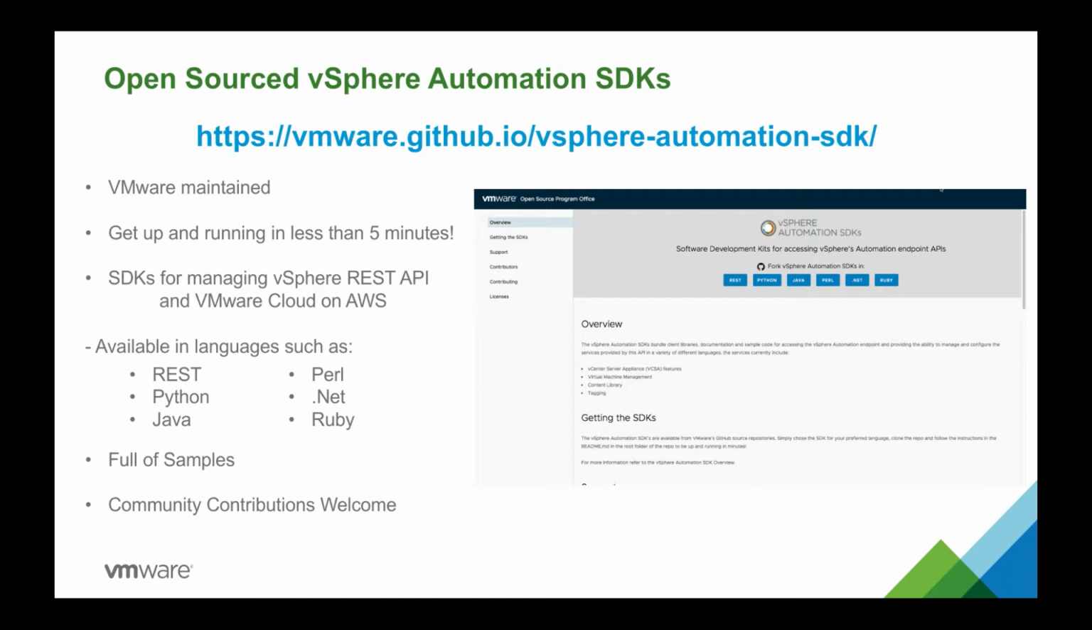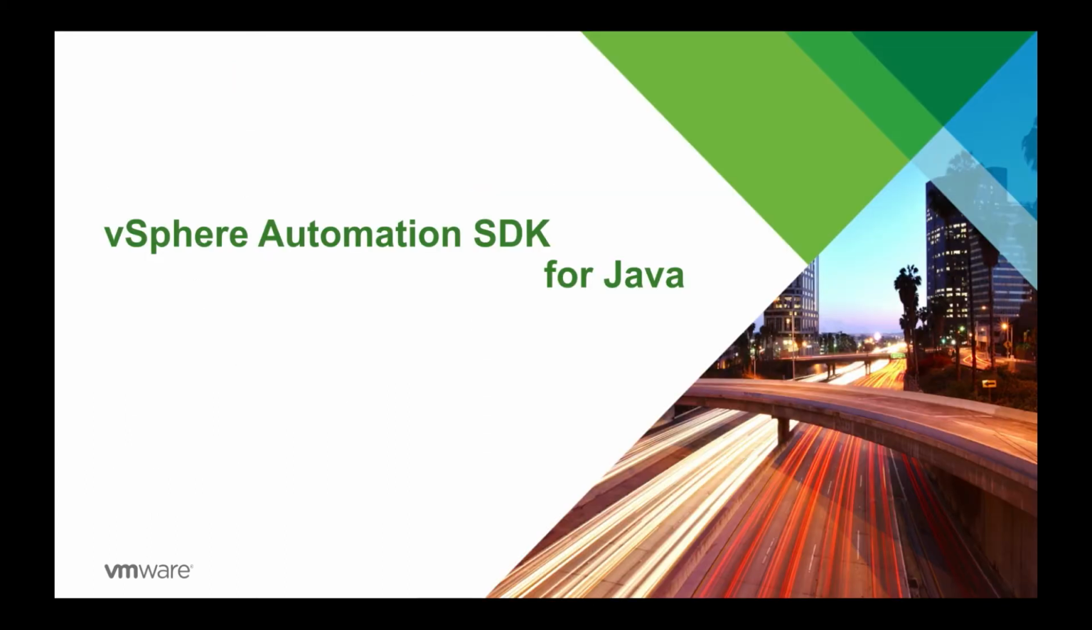The SDKs are available in languages such as Java, Python, Perl, .NET, and Ruby. All of these SDKs are openly available on GitHub, and we very much welcome any community contributions such as pull requests or logged issues. So let's take a look at getting started with the vSphere Automation SDK for Java.